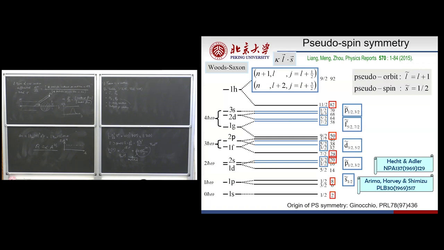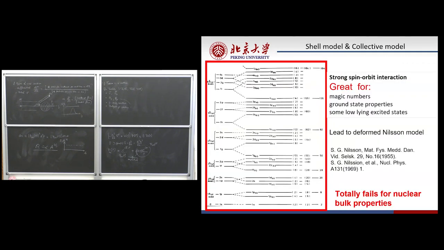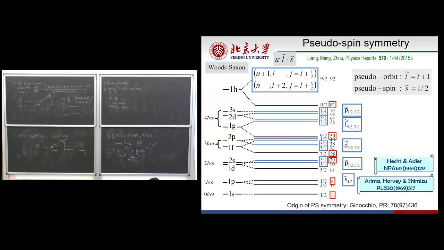By the way, this is another discovery I should mention. In 1949, these people were trying to understand the magic numbers. They introduced the spin orbital potential, and then they had the shell structure. But what is interesting here is that in 1969, two groups of people independently discovered something.